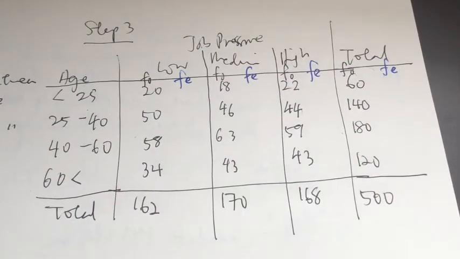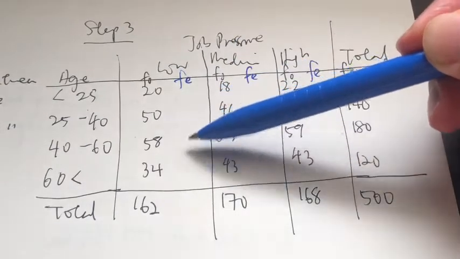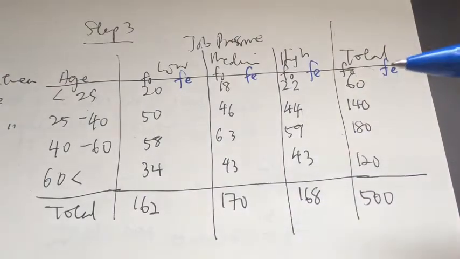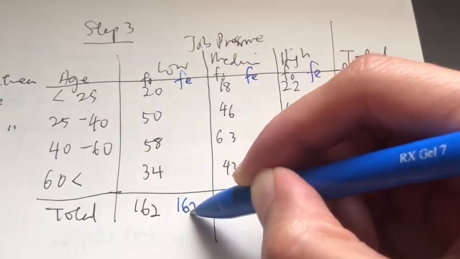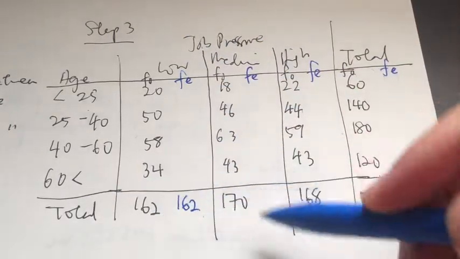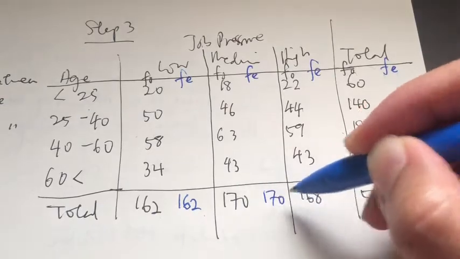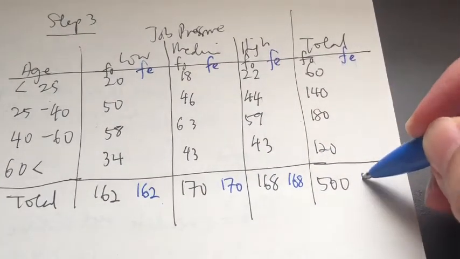Okay, so now let's calculate. First things first, before we calculate the individual expected values, remember that the totals are the same. So the total FO is exactly the same as the total FE. So for the low job pressure, the total is 162 as well. Here it's 170, here 168, and here the total is also the same, 500.